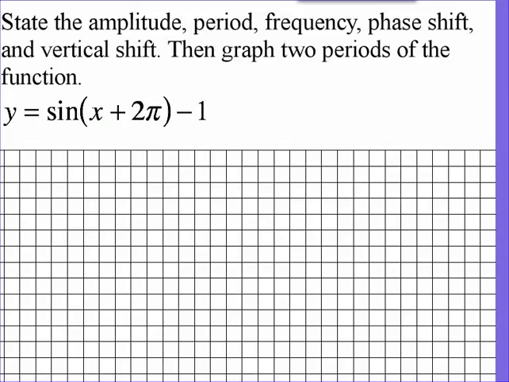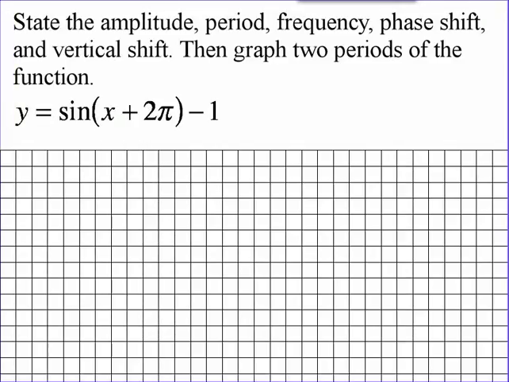So today what we're going to do is talk about the following: y equals sine of x plus 2 pi minus 1. Notice we need to state the amplitude, the period, the frequency, the phase shift, and the vertical shift. Then we're going to graph two full periods of the function.